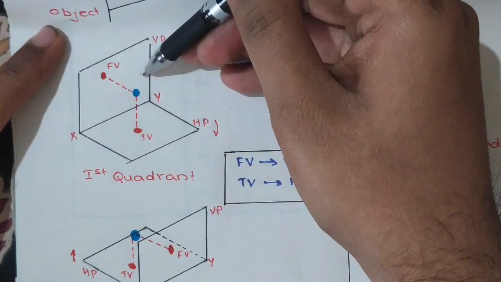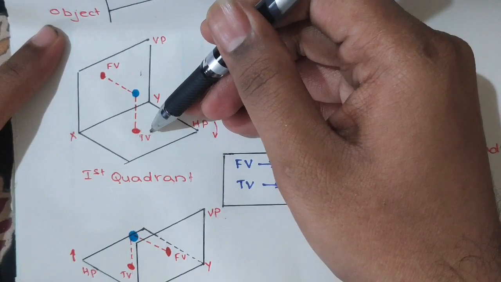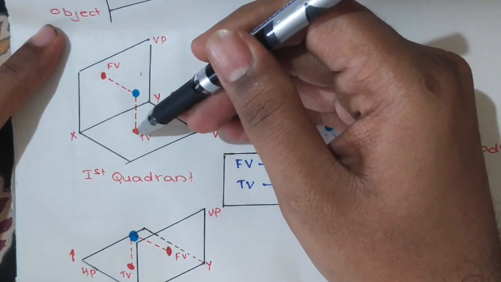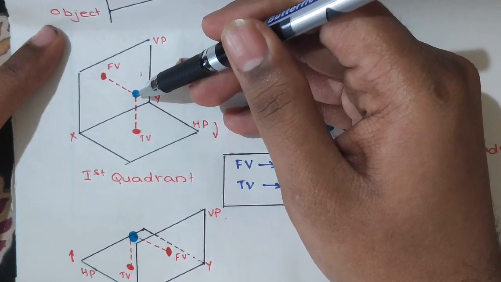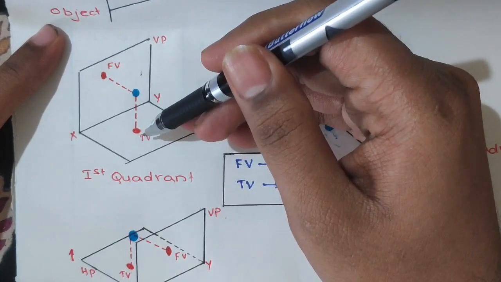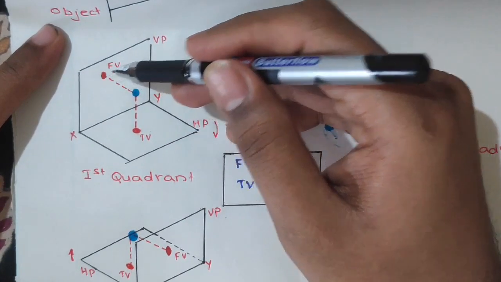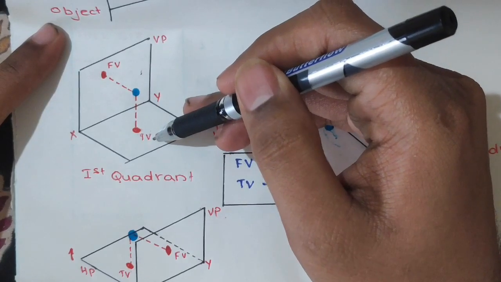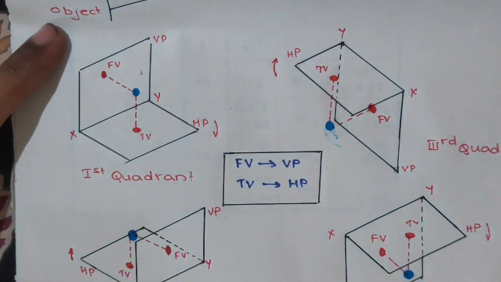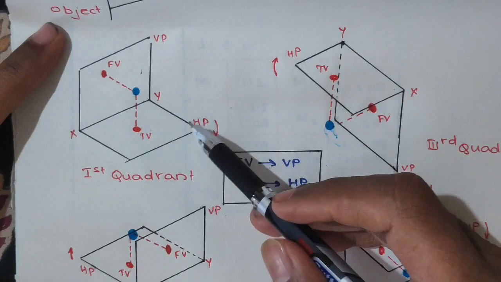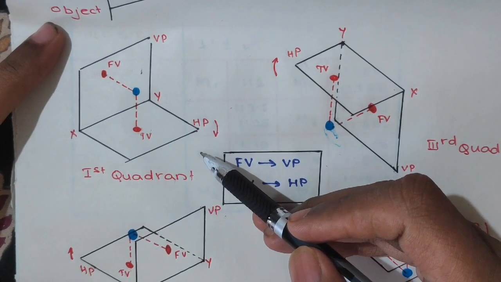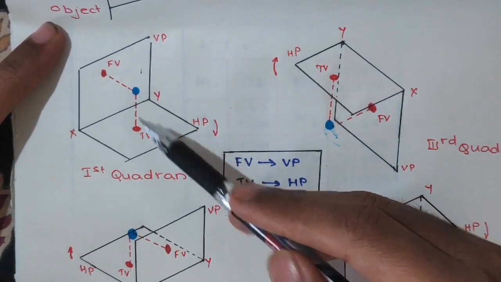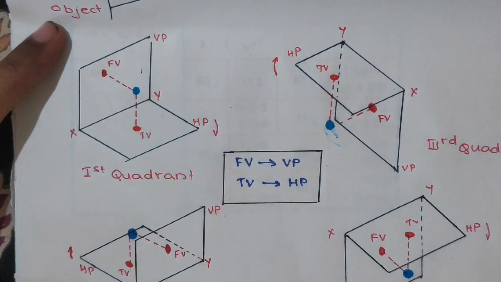Similarly, when you see from top, the shadow falls on the horizontal plane and the size of this top view will be the same as that of this object because again this is also an orthographic projection. So this will be the front view on the vertical plane, top view on the horizontal plane. And as we have discussed in the previous lecture, the horizontal plane is rotated in clockwise direction so that the front view and top view can be obtained.